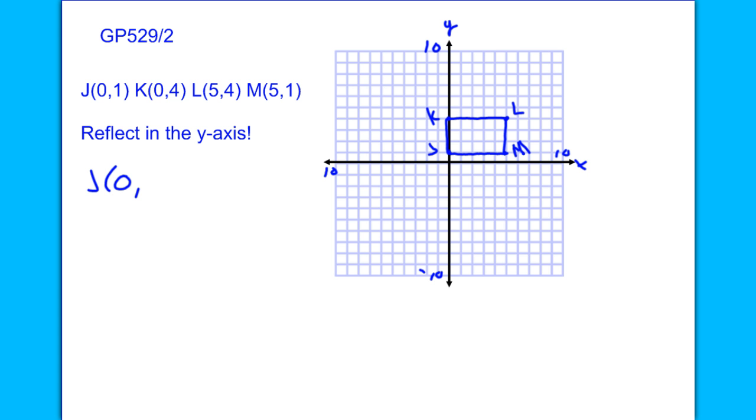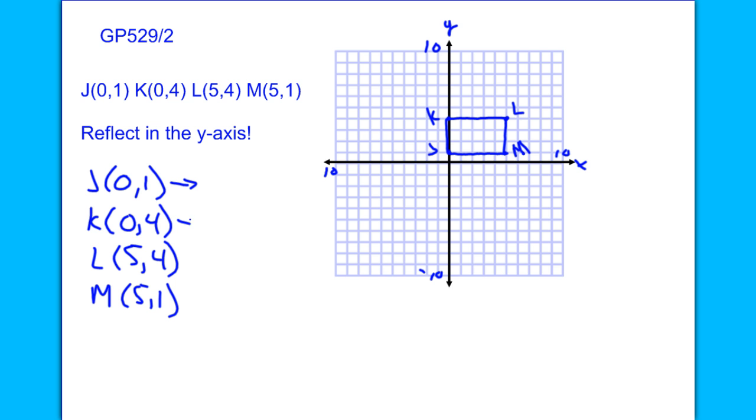Okay, so we have the original graph, and now we just need to find the reflected points, the reflected corners, right, the vertices. And so, if we're going to reflect in the y-axis, which of the ordered pair are we going to change to the opposite? The x or the y? X. So what's the opposite of 0? 0 times -1 is 0. So that one didn't change, did it?